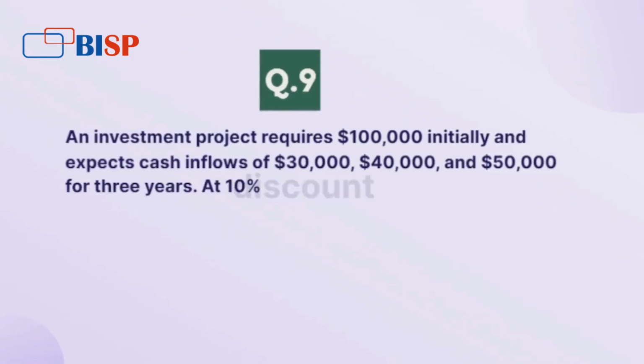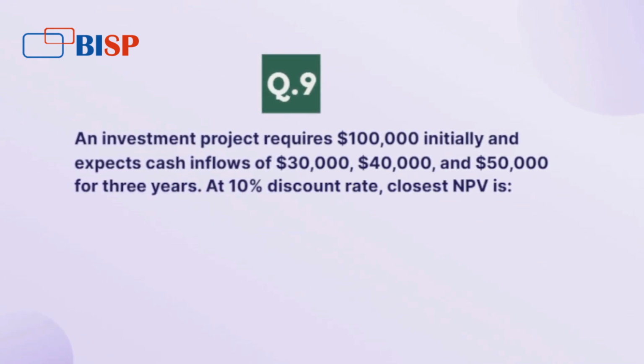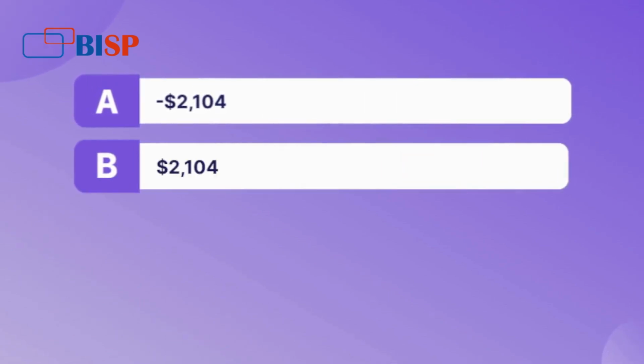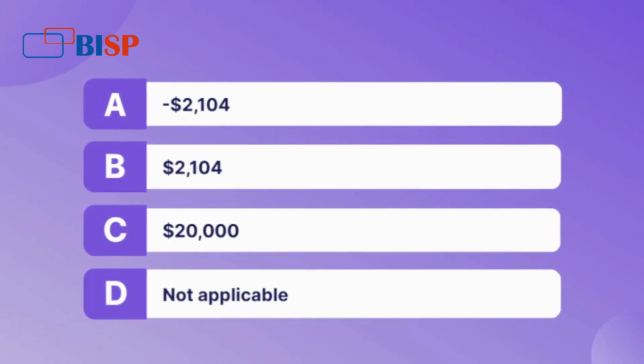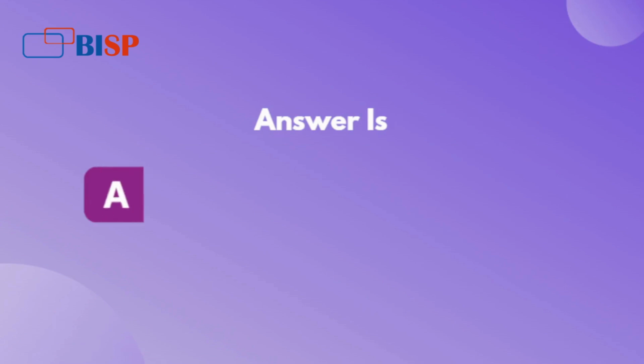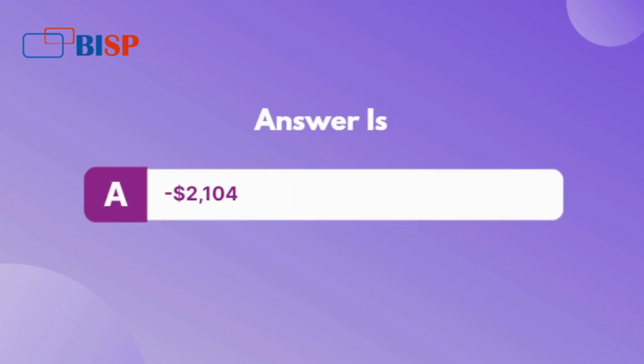An investment project requires $100,000 initially and expects cash inflows of $30,000, $40,000, and $50,000 for 3 years. At a 10% discount rate, the closest NPV is A. -$2,104. B. $2,104. C. $20,000. D. Not applicable. Answer is A. -$2,104.